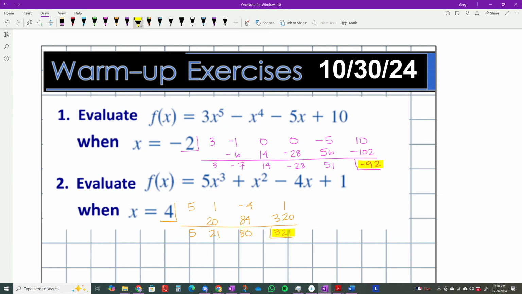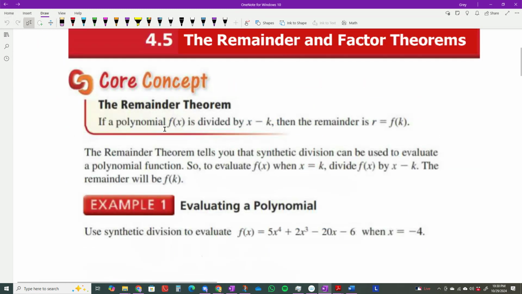So that leads us into what exactly is our lesson today, one of them, and that is something called the remainder theorem. This is 4.5, the remainder and factor theorems. The remainder theorem that we just saw says if you take a polynomial f of x and you divide it by x minus k, that's what we did, we just did it synthetically, the remainder is equal to the value of the function at k. That's what r equals f of k means. So the remainder theorem tells you synthetic division can be used to evaluate a polynomial function. Sometimes it's easier to do synthetic division.